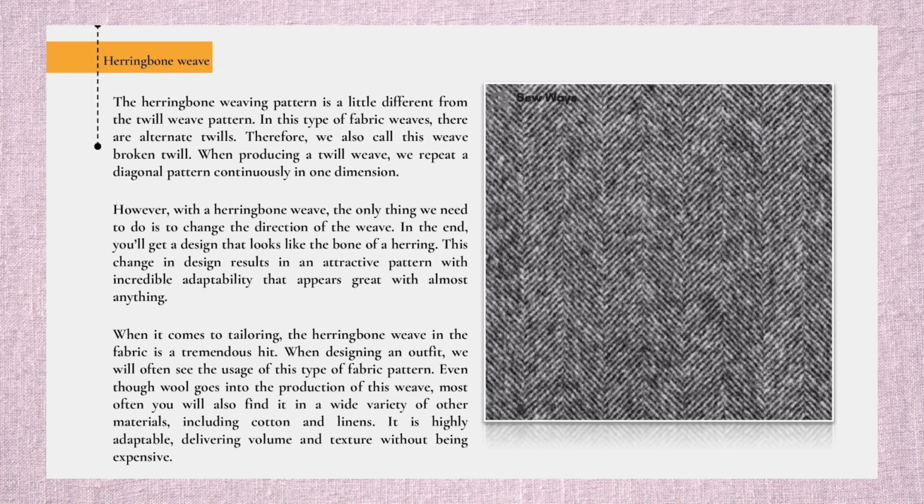When producing a twill weave, we repeat a diagonal pattern continuously in one direction. However, with herringbone weave, the only thing we need to do is to change the direction of the weave. In the end, you'll get a design that looks like the bone of a herring. This change in design results in an attractive pattern with incredible adaptability that looks great with almost anything. When it comes to tailoring, the herringbone weave in the fabric is a tremendous hit. When designing an outfit, we will often see the usage of this type of fabric pattern.